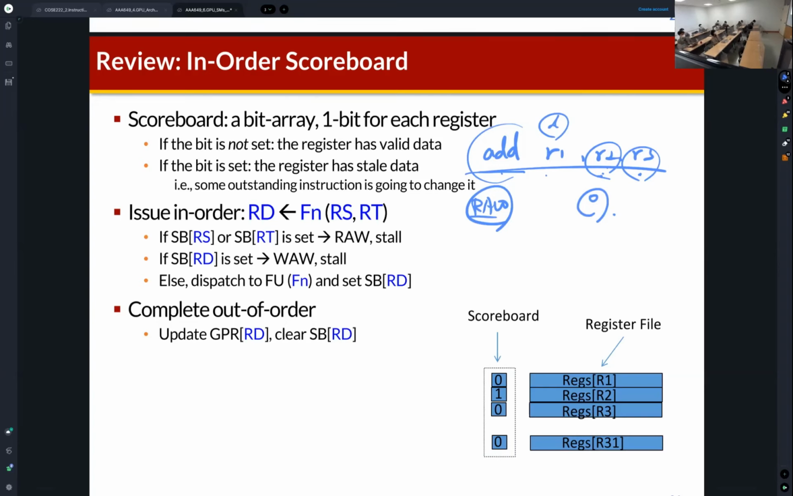So check the readiness of the source registers. By doing this, the scoreboard checks the RAW hazard, and if it's not ready, the scoreboard detects that it's not ready. And then the GPU also checks the WAW hazard, like the add and another sub, R1, R4, R5, and this.